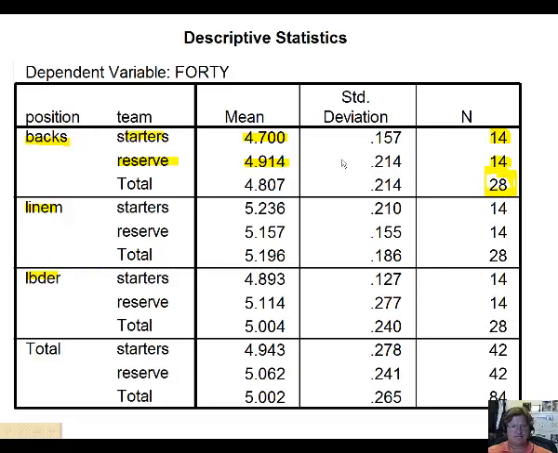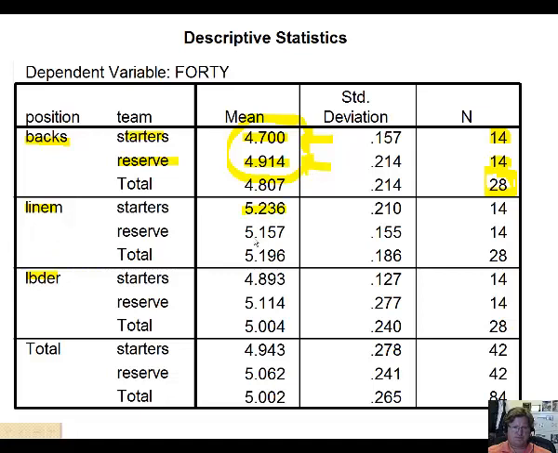So what does this tell us? Well, by looking at the descriptive statistics, it seems to indicate that the starters, their average time of the 14 was quicker than the reserves. Well, you'd probably expect that, right? You'd probably expect your starters to be quicker than your reserves. So that's describing the scores, but it doesn't tell us if that is significant. The same thing for the linemen.